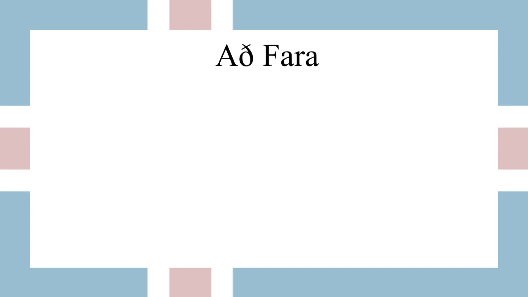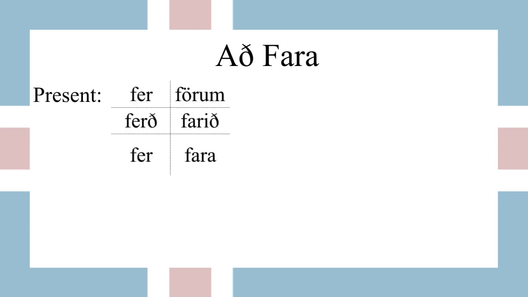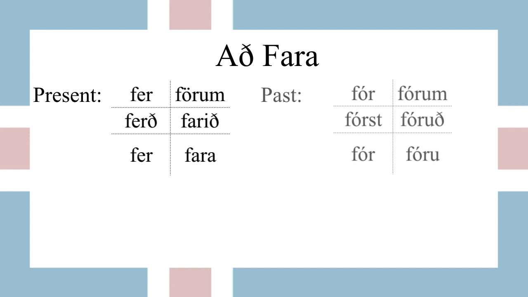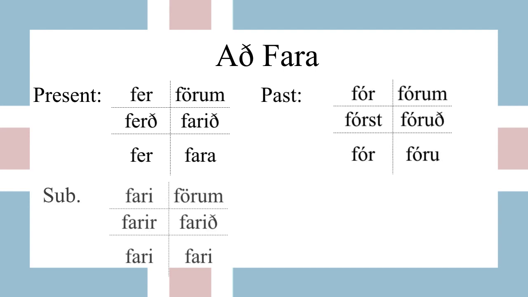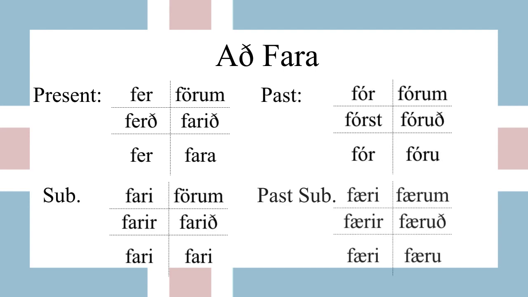Fara, to go. This is all the forms for the present tense. I, you, he, she, it, we, you all, and they. We also have different forms for the past tense, and the present subjunctive and the past subjunctive. So this gives you an idea of the 4 forms that you need to learn for any verb.